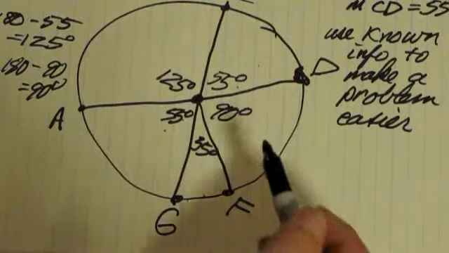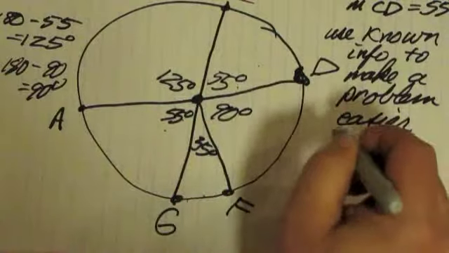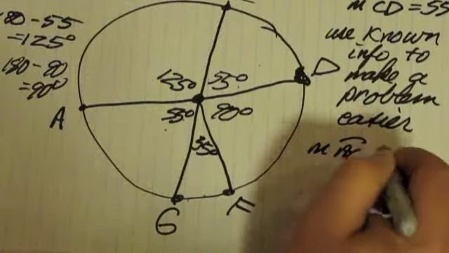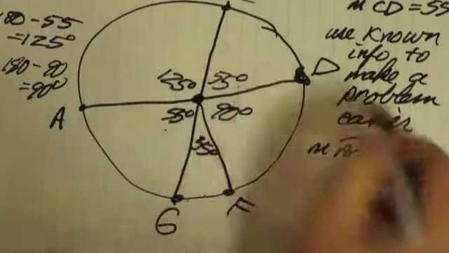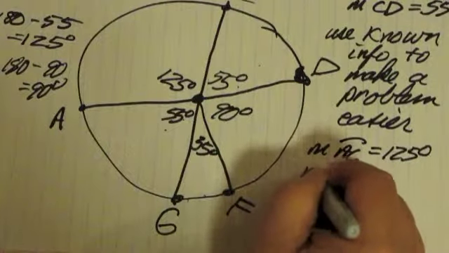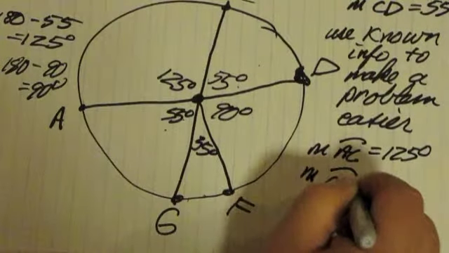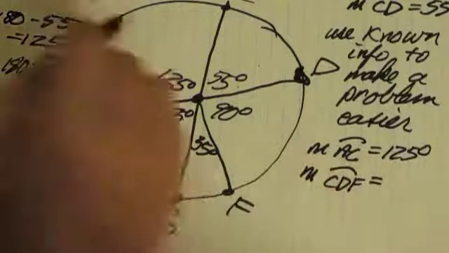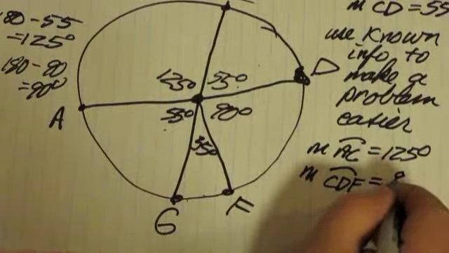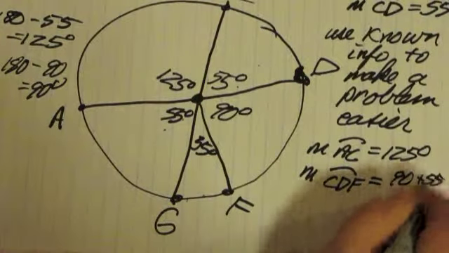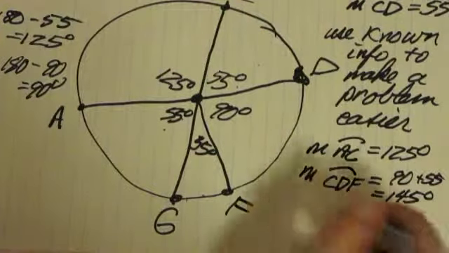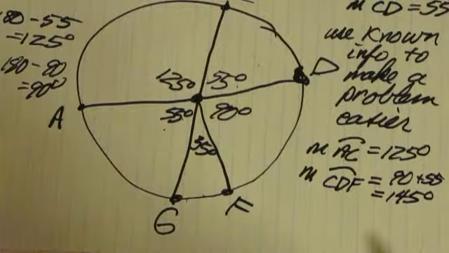So now we can do the other arcs. So for instance, what's the measure of arc AC? Well, the measure of arc AC is 125 degrees. Let's do a harder one. What's the measure of arc CDF? Well, the measure of arc CDF is these two angles, 90 plus 55. So it's 145 degrees.